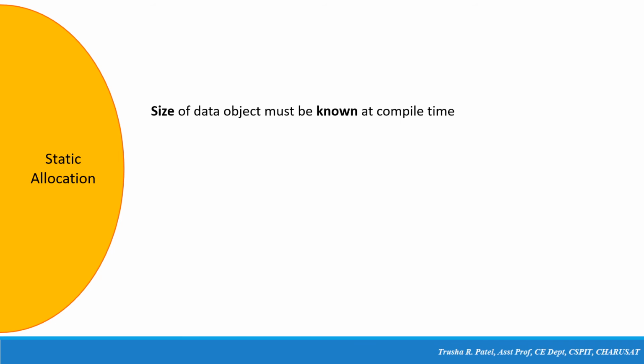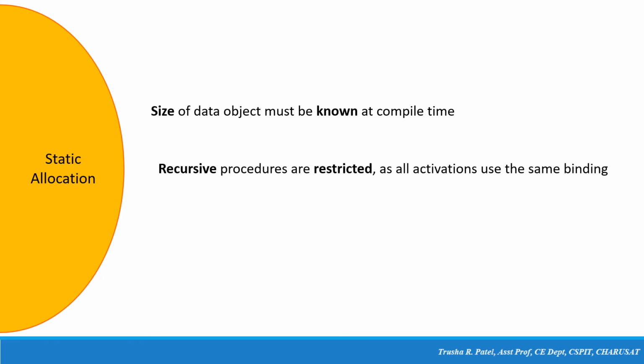Now here the limitation is that the size of that data object must be known at the time of compilation. We cannot go for a recursive procedure in this case, because as we have discussed, the storage will remain the same for all the activations. So if we want the variable value to change for each call, in that case it is not okay to go with static allocation. And the last limitation is that data structures cannot be created dynamically.